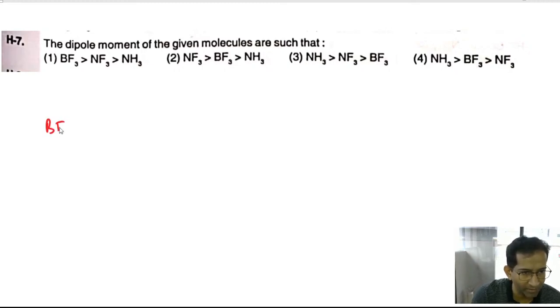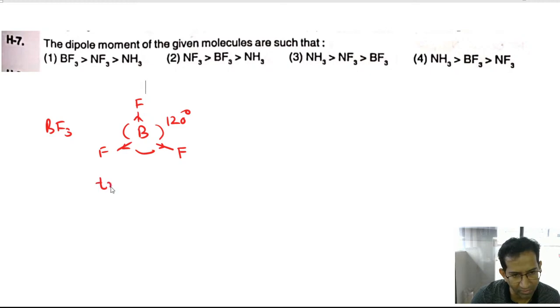BF3, F, F. All these bond polarities, all the three bonds are polar, but the polarities are going away from the central atom. The molecule is triangular planar. The beauty is that all these bond polarities cancel out, so the net dipole moment is going to be zero.